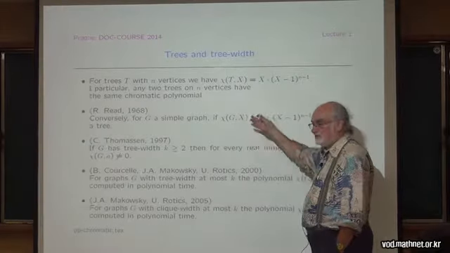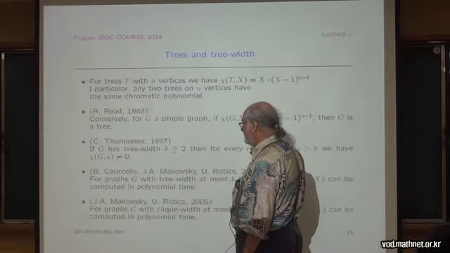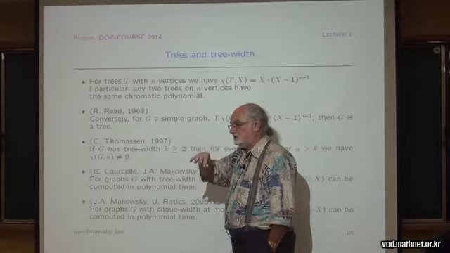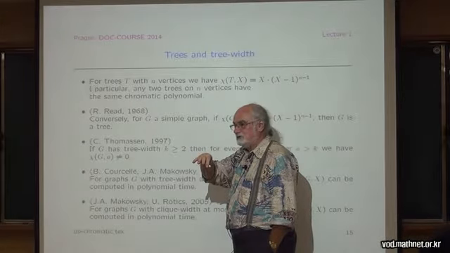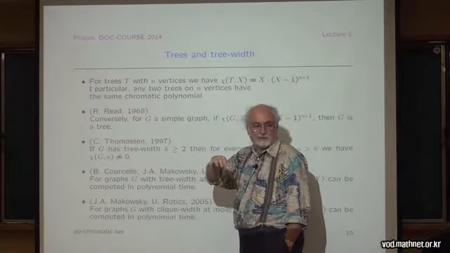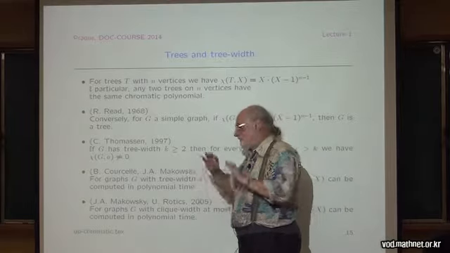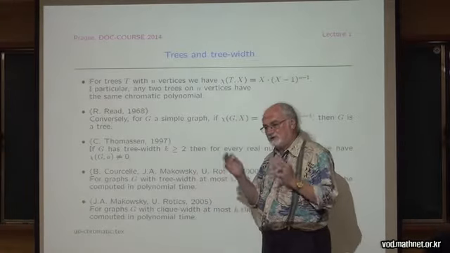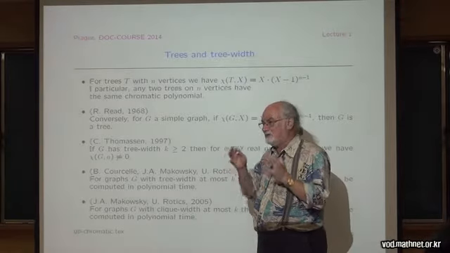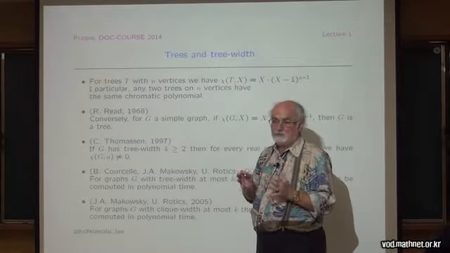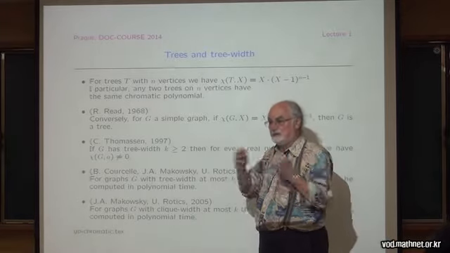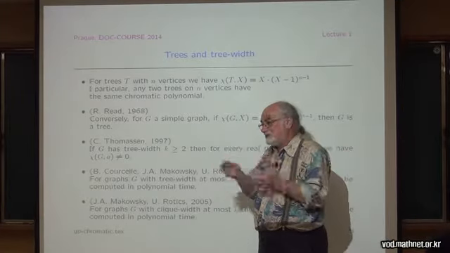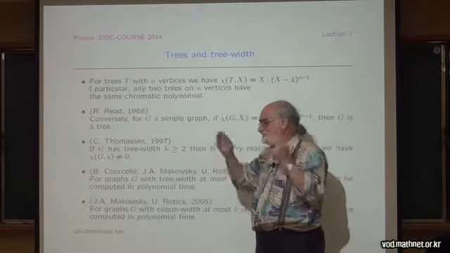Now, Thomason extended this, and he showed that if G has tree width, everybody knows here what is tree width of a graph? No. So there is a notion, which I won't go into detail now, but there is a notion of tree width which somehow measures to what extent the graph is similar to a tree. Okay, so tree width 1 is I am a tree, or rather a forest. Tree width 2 is I'm almost, tree width 3 is a bit less and a bit less.